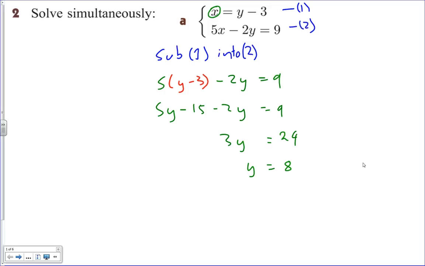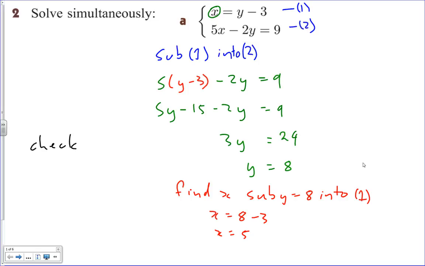So now I need to find x. Substitute y equals 8 into 1. So x equals 8 take 3, so x equals 5. Again, we do a little check. We've got there 5x take 2y equals 5 times 5 take 2 times 8, 25 take 16 equals 9, which is what we're looking for.